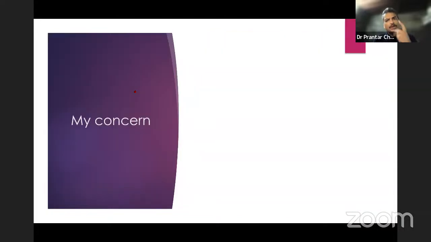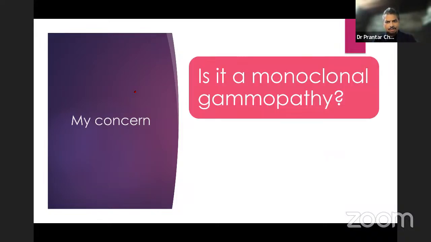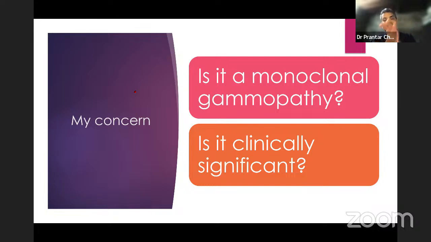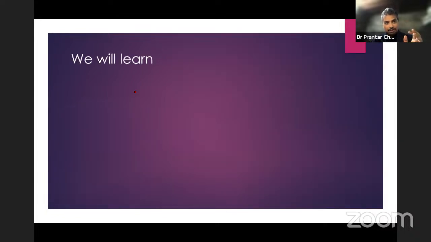Now, what were my concerns then? This is almost 4 years back. Is it a monoclonal gammopathy? I'll define it for you. And is it clinically significant? With an M-band, we suspect it still might not be a monoclonal gammopathy. And is it clinically significant? Do I do something with it?